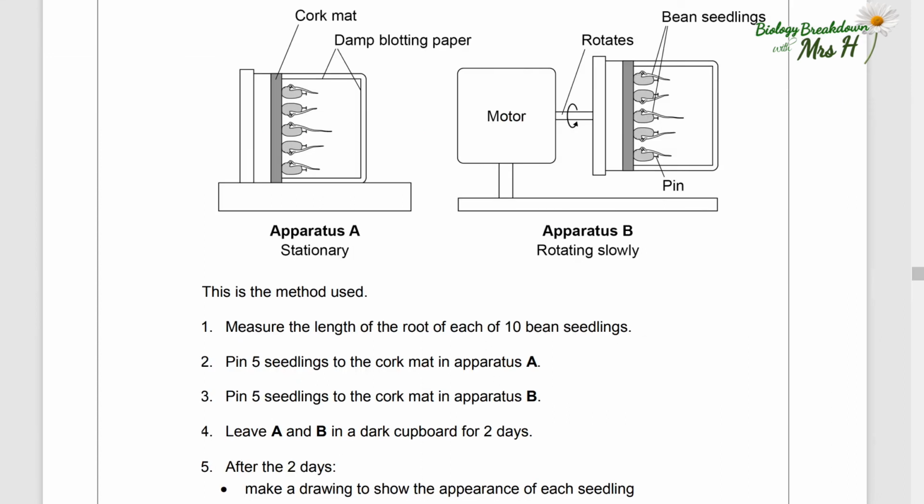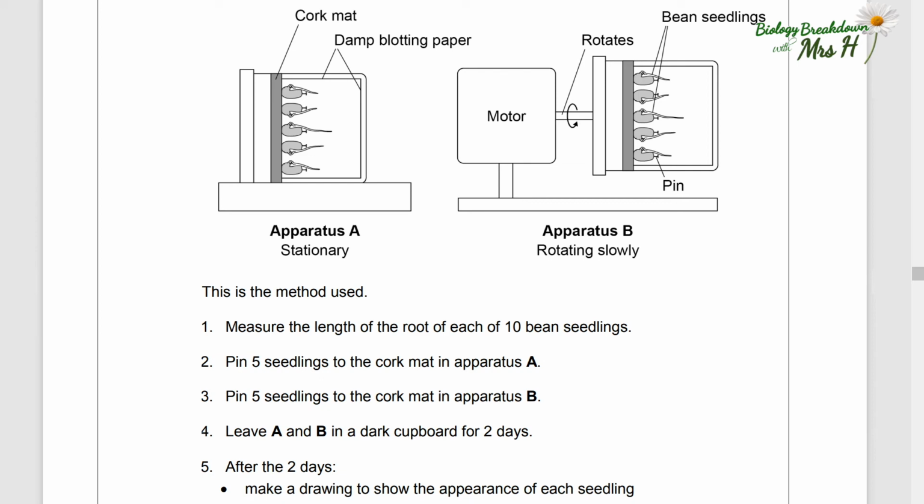This is the method used. Measure the length of the root of 10 bean seedlings. Pin 5 seedlings to the cork mat in apparatus A. Pin 5 seedlings to the cork mat in apparatus B. Leave A and B in a dark cupboard for 2 days.